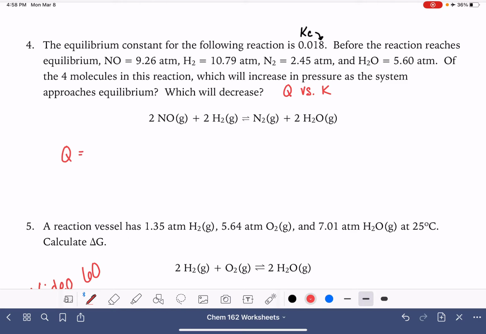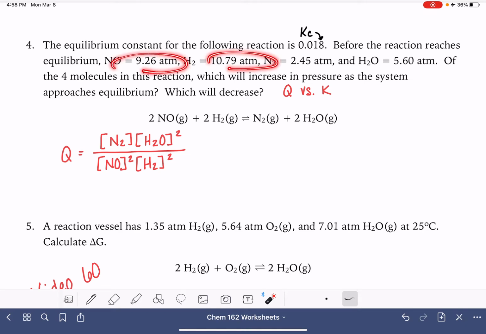Now remember Q and K. This is something that confuses a lot of students because Q and K are really similar. One thing that's similar about Q and K is that they are set up and calculated in the exact same way. They are both going to be products over reactants, each one raised to its stoichiometric coefficient. So to solve Q, we're going to use an equilibrium expression set up in the exact same way, like this. As I'm writing this, I'm remembering that these are actually gases, not molarities, but I'm just going to leave the brackets because the setup is the same. So Q is calculated in the exact same way that K is calculated.